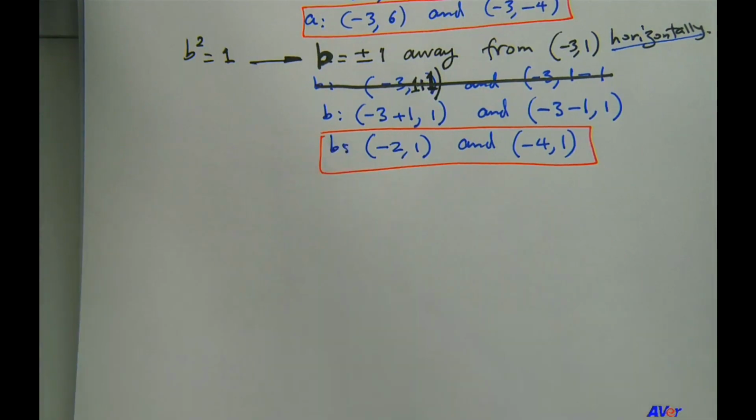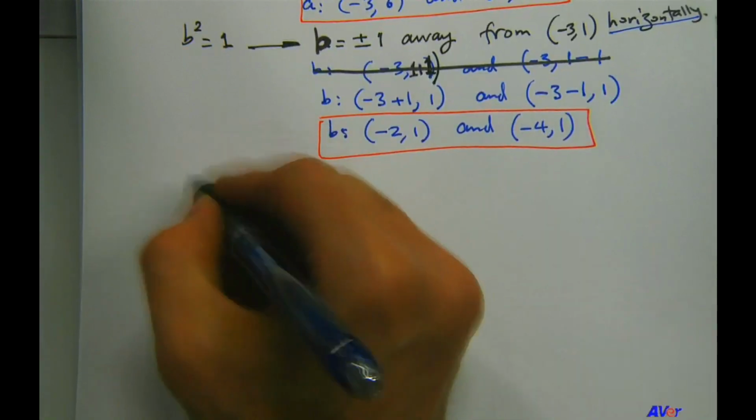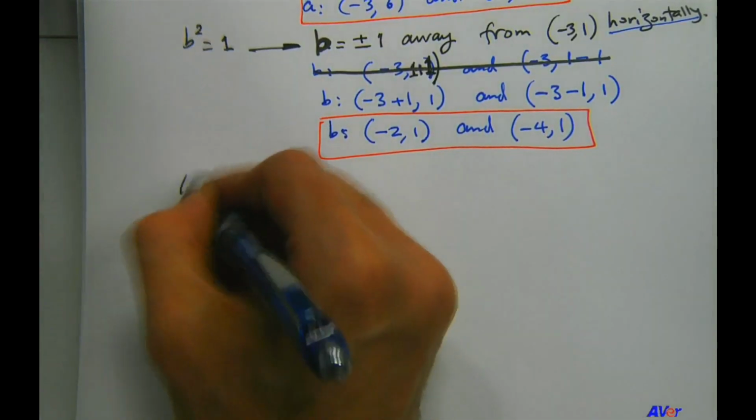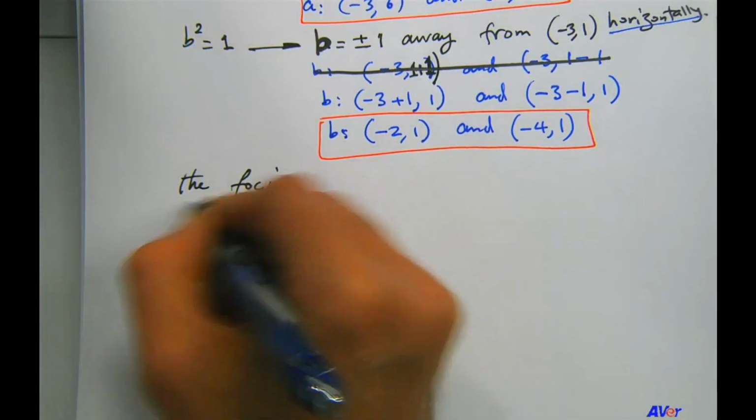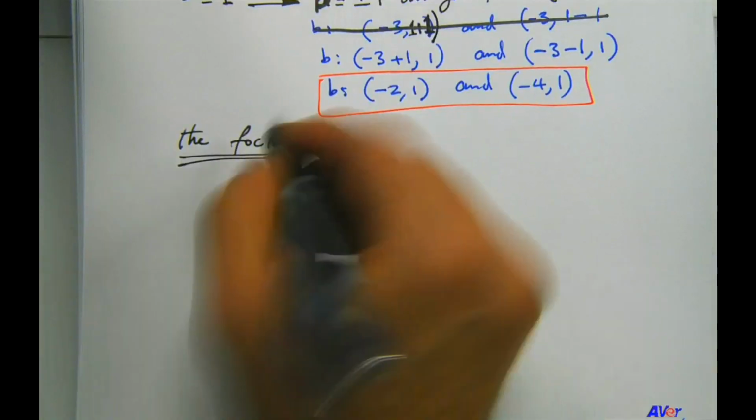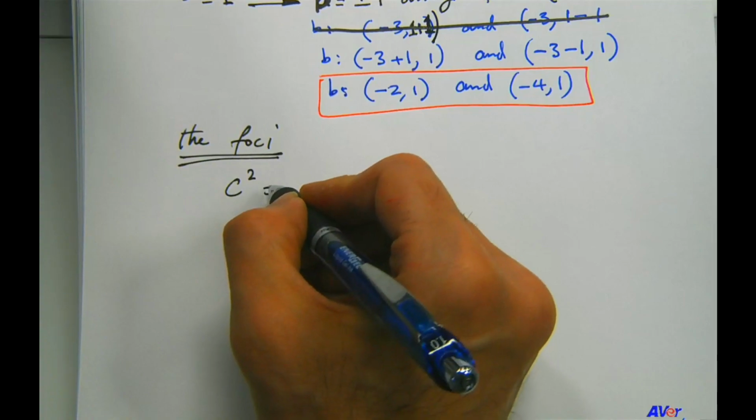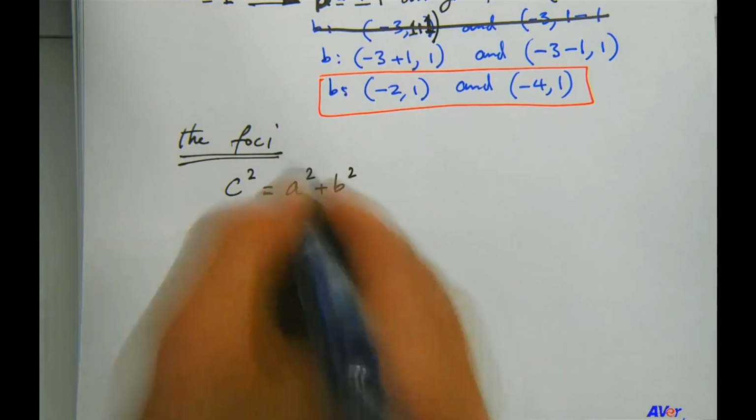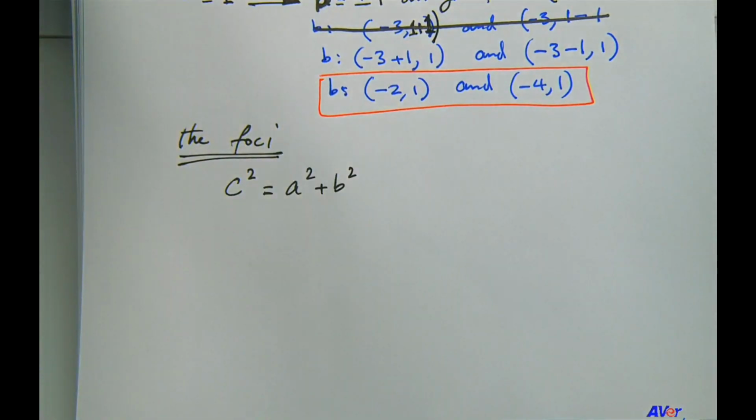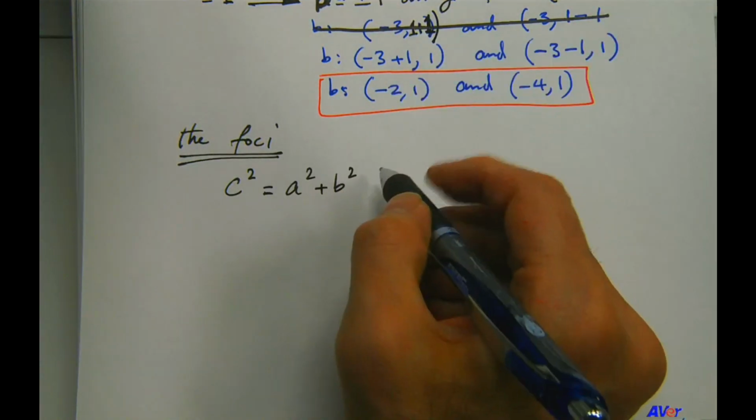So my graph will be on the other page. I won't be able to fit that graph with all these calculations here. So for the focal points, the foci, let's call them, we know that c squared is equal to a squared plus b squared for the hyperbola, right? For ellipse, it's different. It's a squared minus b squared for ellipse. Remember that? But here it's a squared plus b squared.